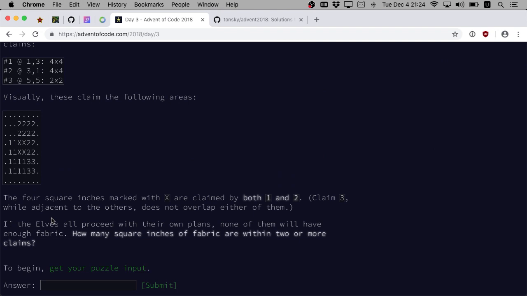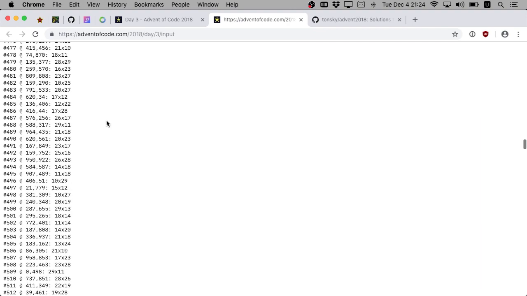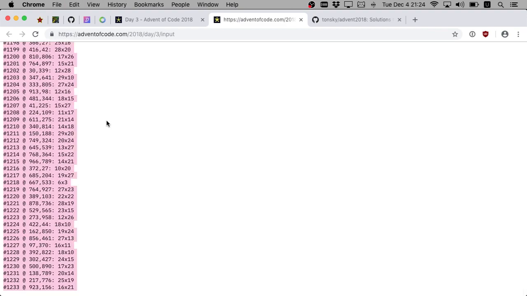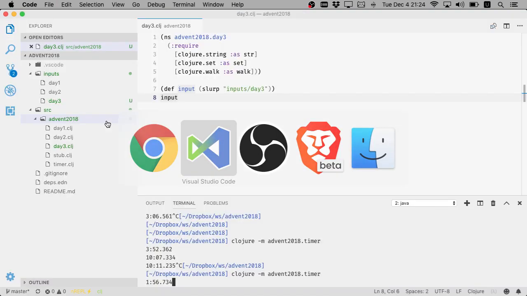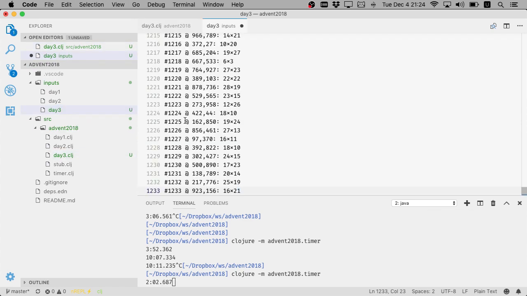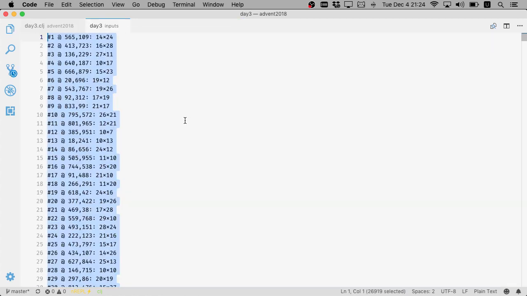Okay, so let's look at the puzzle input. Is it actually 1,000? Okay, let's start. Okay, so it took me 2 minutes just to read the task.